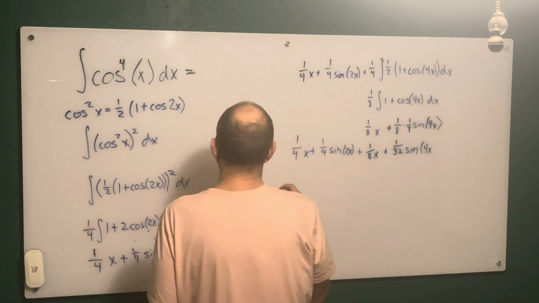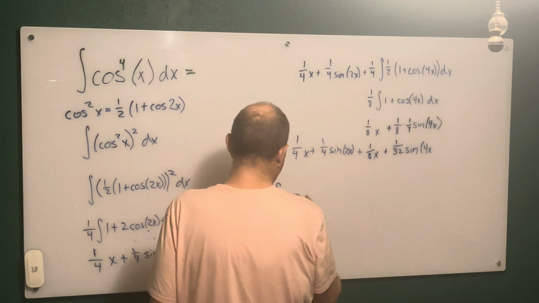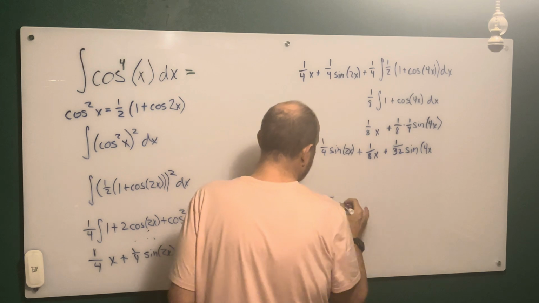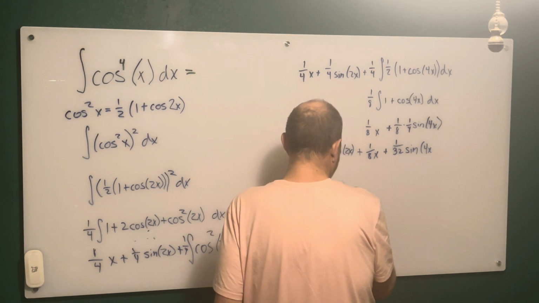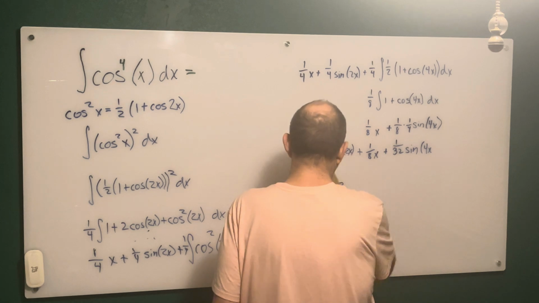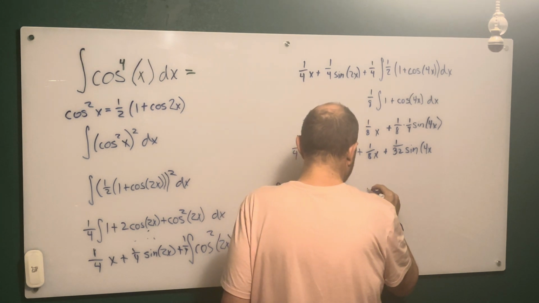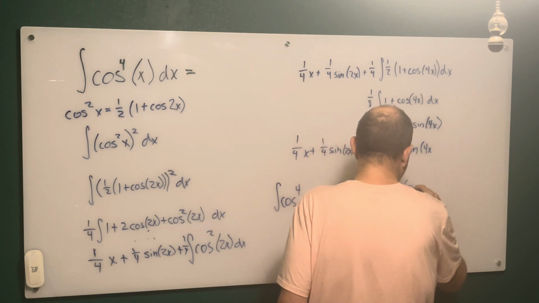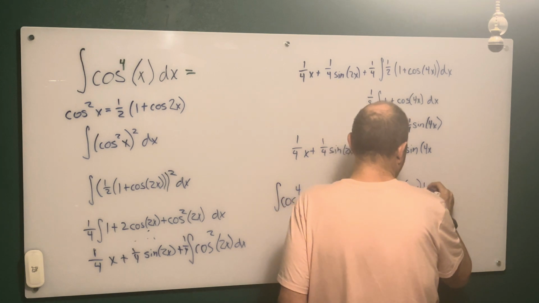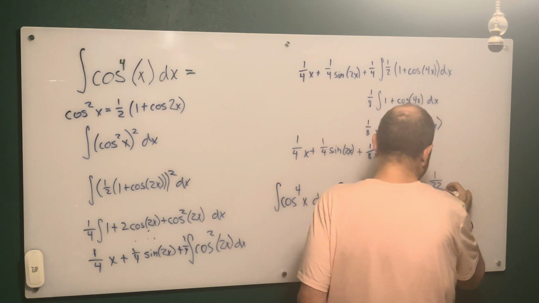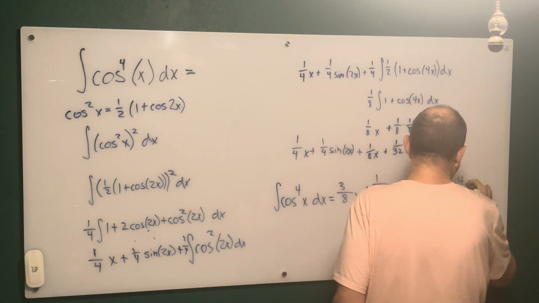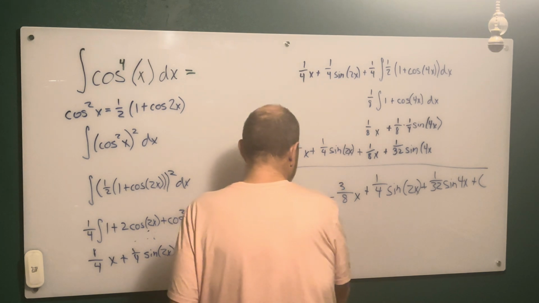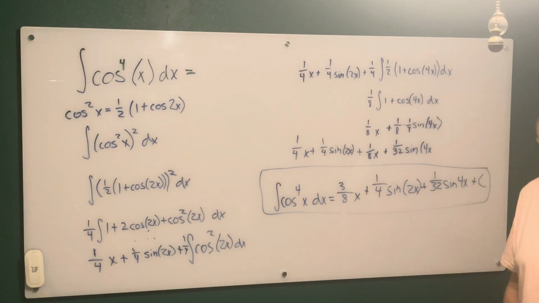So what I get is that the integral of cosine to the 4th power of x dx is equal to 3/8 x, combining the 1/4 and 1/8, plus 1/4 sine of 2x plus 1/32 sine of 4x plus C. And there is your answer.